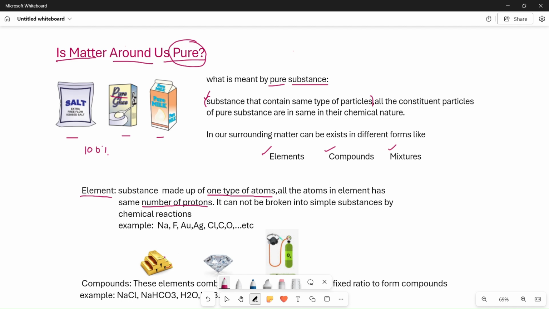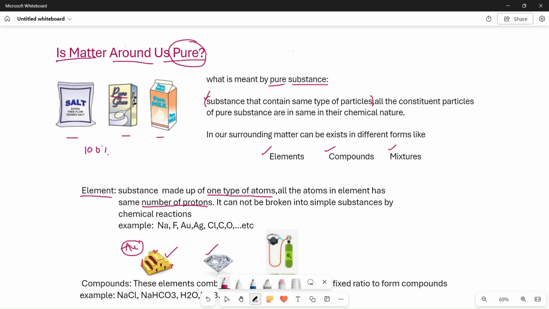But when you take a 24 carat gold biscuit, you have only gold atoms throughout the substance. When you cut it, any part of this substance has only one type of atoms, that is gold. Each atom has the same number of protons, because all the atoms are one. In the same way, observe the difference here: a 24 carat gold biscuit is a pure element, but a gold ornament is not a pure substance, right?